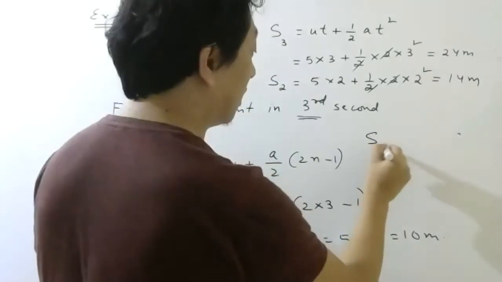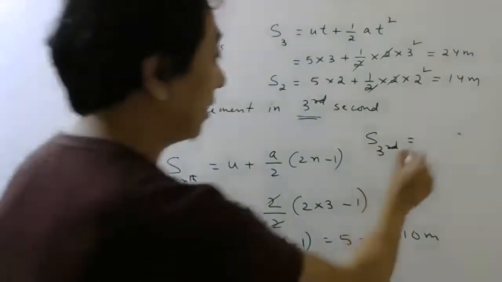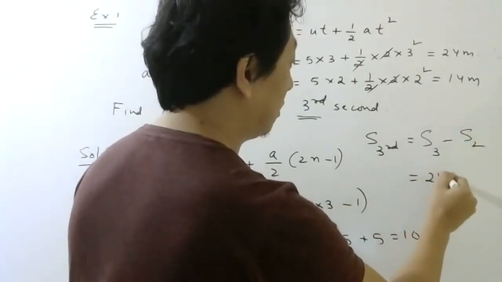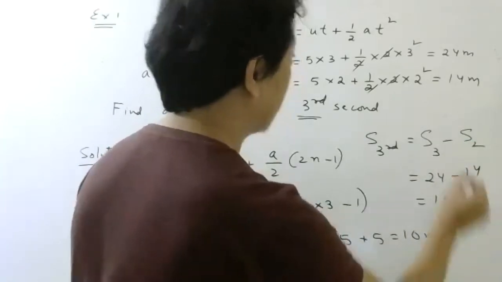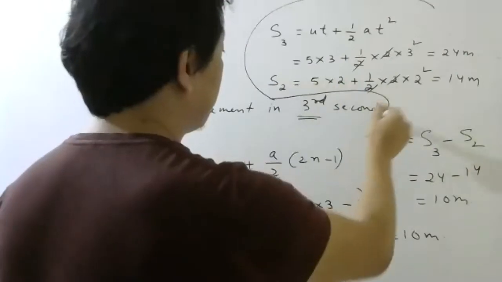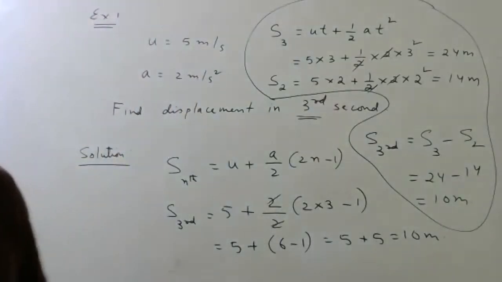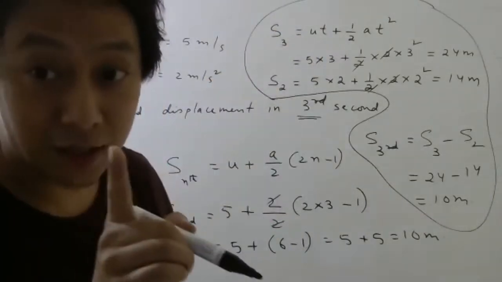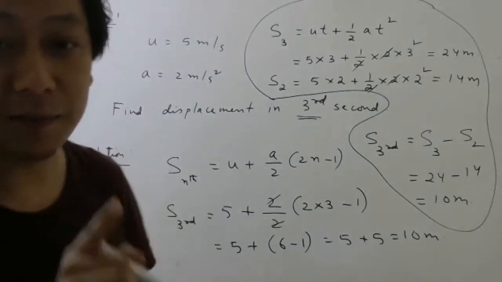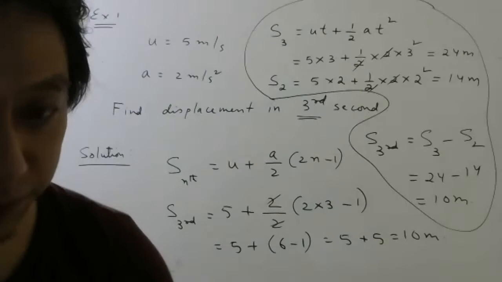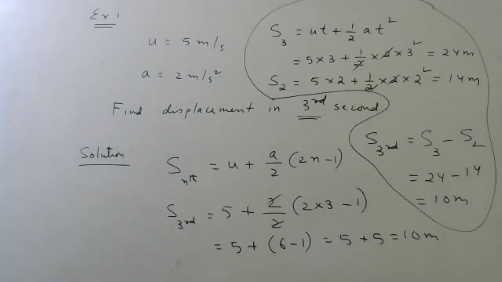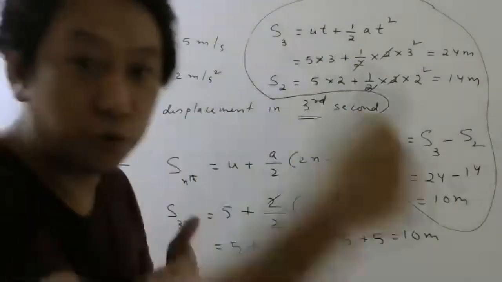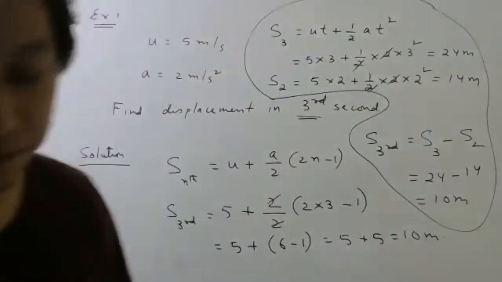Now what is the distance traveled in the third second? It is displacement in 3 seconds minus displacement in 2 seconds. 24 minus 14, 10. Do you see the same answer will come? So those who don't want to remember too many formulas can do this way, but you will lose time, and time is crucial in entrance exams. First calculate displacement from 0 to 3 seconds, then from 0 to 2 seconds, subtract, and the answer will come.